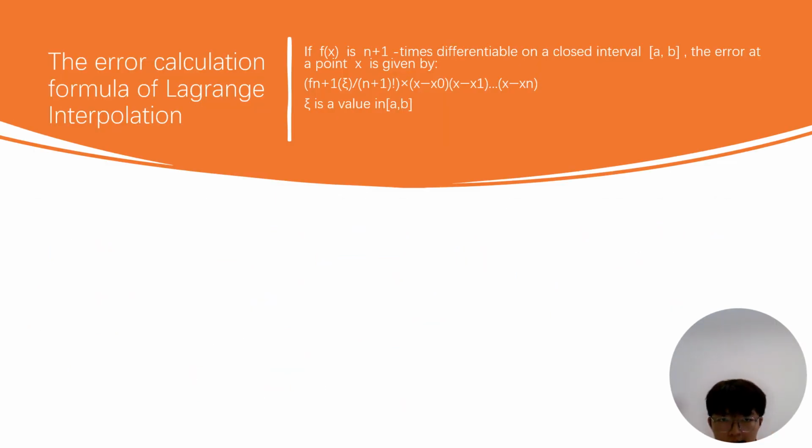Okay. Next, here's the error calculation formula of Lagrange interpolation, and this is the formula. If f(x) is n plus 1 times differentiable on a closed interval a to b, the error at a point x is given by this formula, and this is a value in a to b.